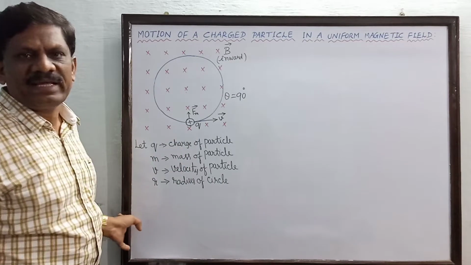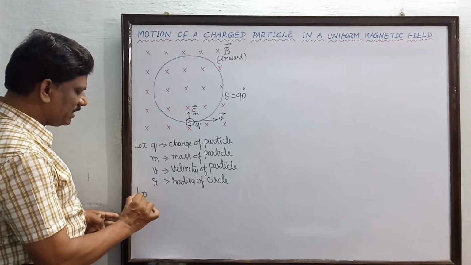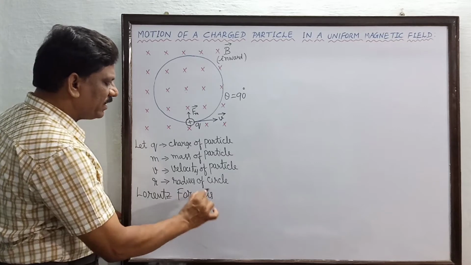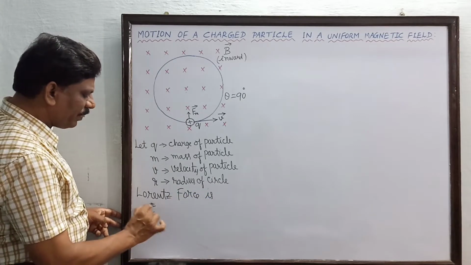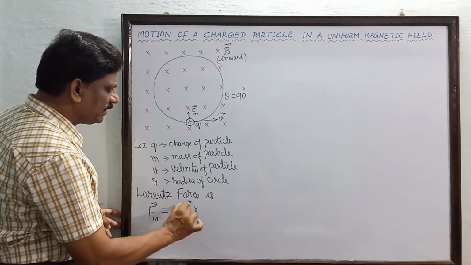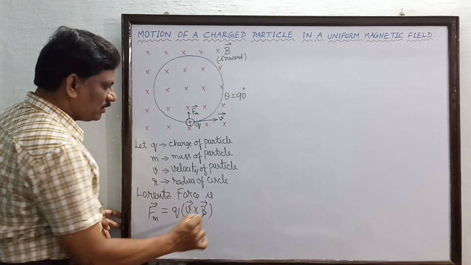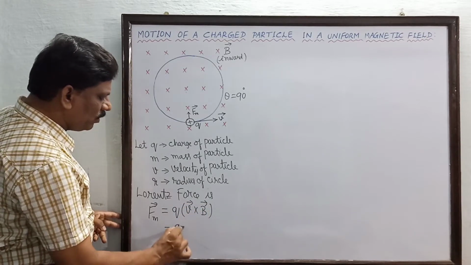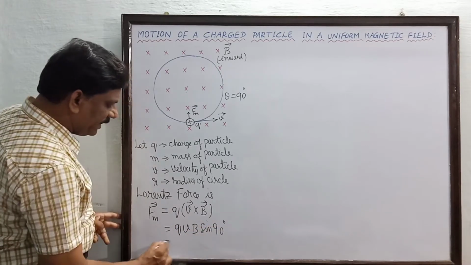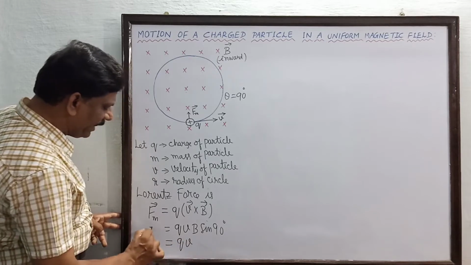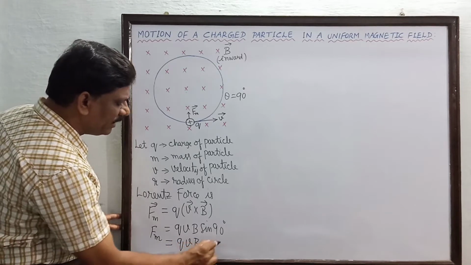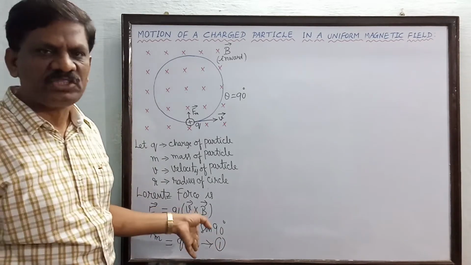So now we start with the expression for the Lorentz force. Okay, first I will write an expression for the Lorentz force, which is given by F_m is equal to Q into V cross B. So this is also equal to QVB sin theta, that is sin 90. So sin 90 is equal to 1. Therefore the magnitude of the Lorentz force is F_m equal to Q into V into B. So this is the magnitude of the Lorentz force, equation 1.